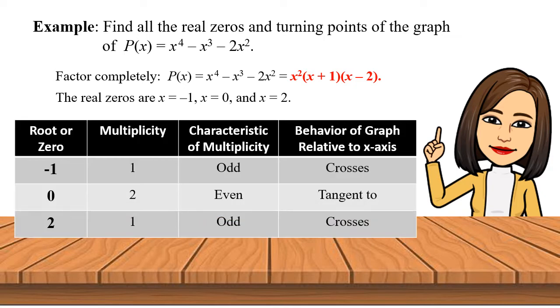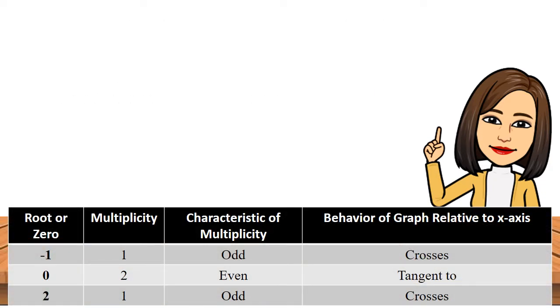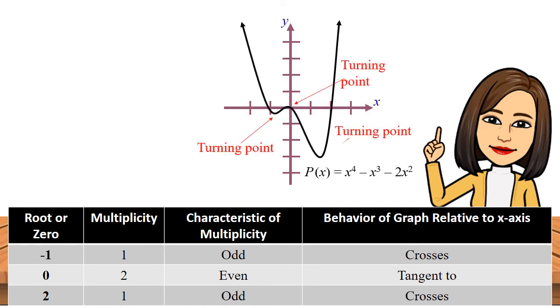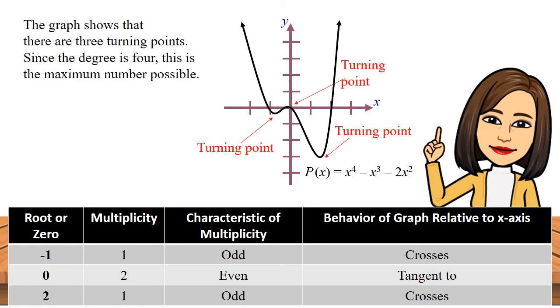For negative 1 and 2, the multiplicity is 1. The characteristic is odd. Therefore, the graph crosses the x-axis. For 0, the multiplicity is 2. The characteristic is even. Thus, the graph is tangent to the x-axis. This is the graph of the polynomial function. The graph shows that there are 3 turning points. Since the degree is 4, this is the maximum number possible.